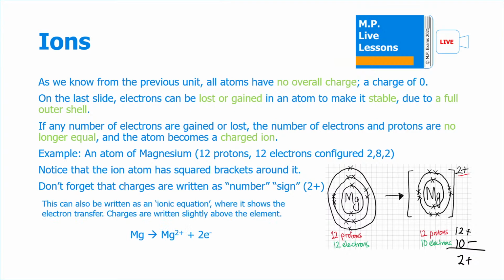Now, this can also be written as an ionic equation, which you may need to learn for some tiers. And this shows the electron transfer. So initially on the left, we have a normal atom of magnesium. Then it becomes an ion with a 2 plus charge. And as a result, there were 2 electrons lost from it.